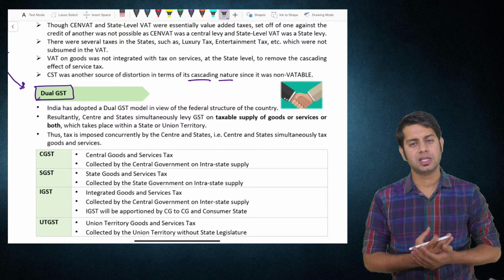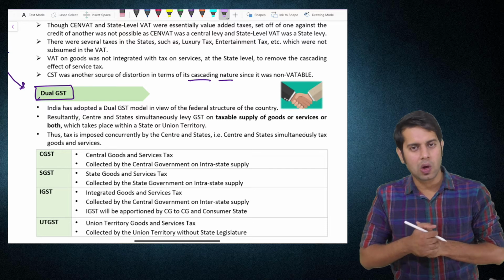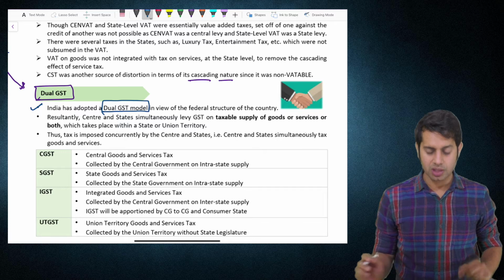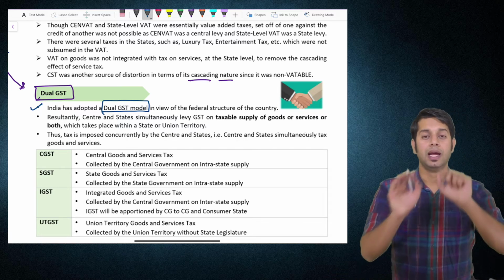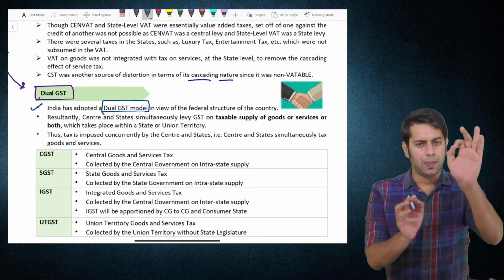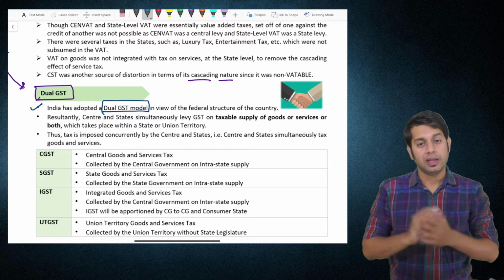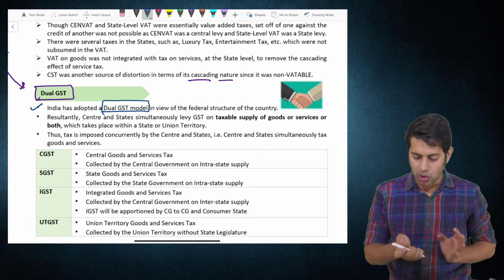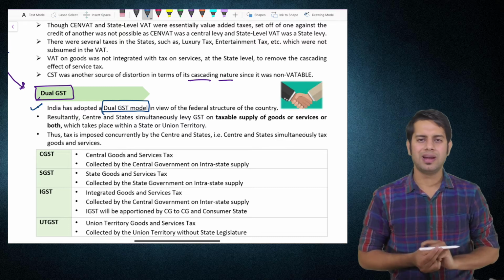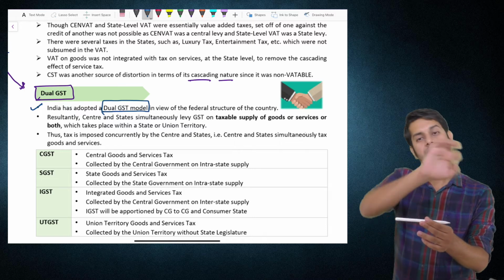The country has a federal structure. So the levy of taxes also was distributed accordingly. We followed the dual GST model. India has adopted the dual GST model. Sir, what do you mean by dual GST model? I'll repeat. Dual GST model is a model under GST where for a single transaction, both central government and state government are simultaneously going to collect tax from you. If I sell this pen, both central government and state government will collect tax from you. It is not that you pay first to the central government, then pay to the state government.